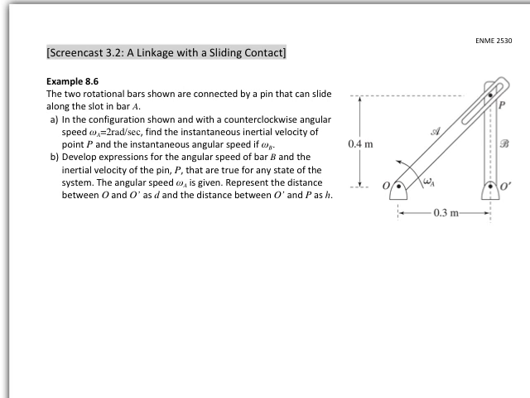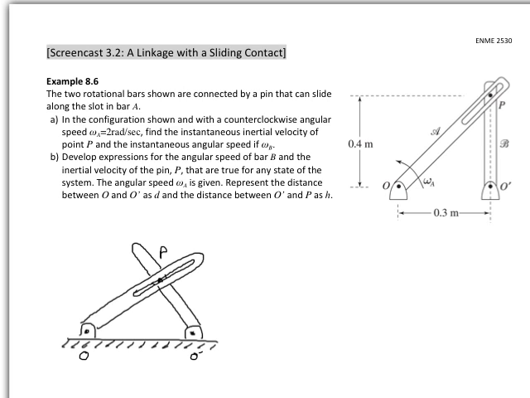The first way is when the linkage is in this configuration and has an angular velocity input of omega A. And then the second way that we're going to analyze this is to develop a general expression which is going to be true for any configuration of bar A and bar B. But before we go on, we need to apply reference frames to the problem.